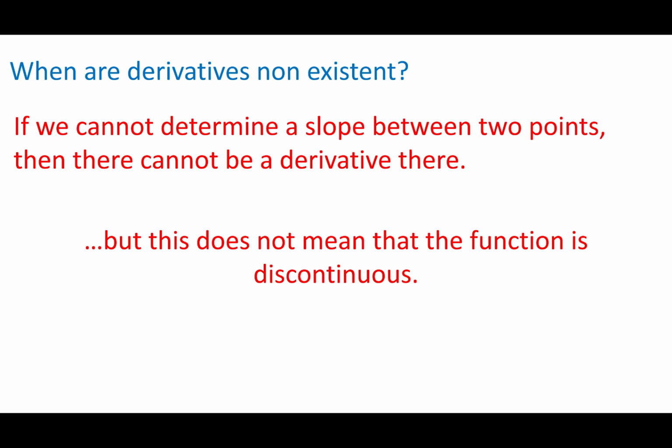Okay, so derivatives can be non-existent, meaning we cannot find a derivative, but that does not mean that the function is discontinuous either. If we can find a derivative everywhere, then we can automatically say it is continuous. But just because we cannot find a derivative does not mean that it's not continuous still.